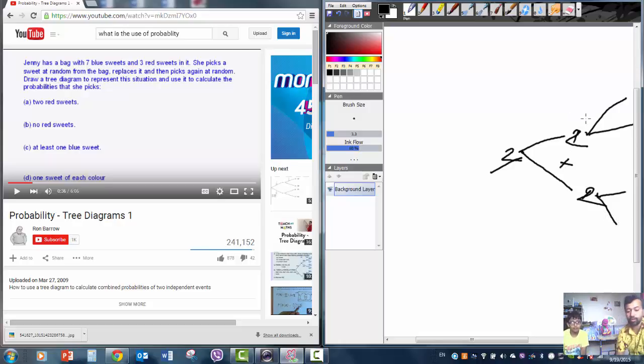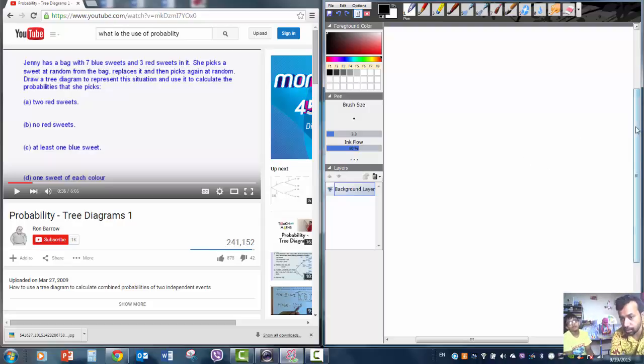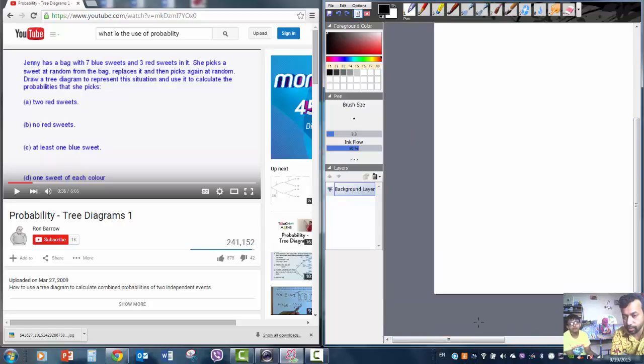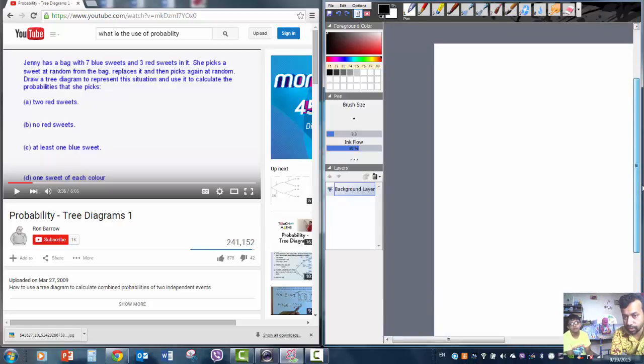Why do you think they're called tree diagrams? Because they branch out like a tree. Exactly. One thing connects to another, just like the branching of a tree. Great. Let's adjust this a little bit and carry on.